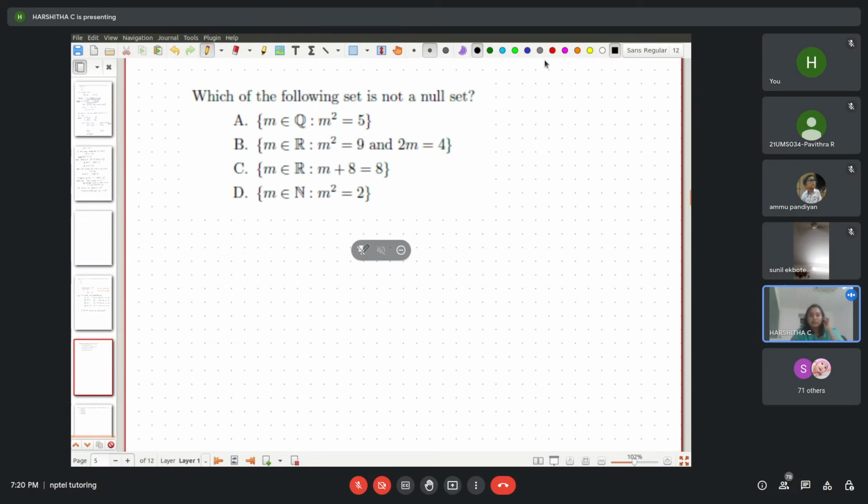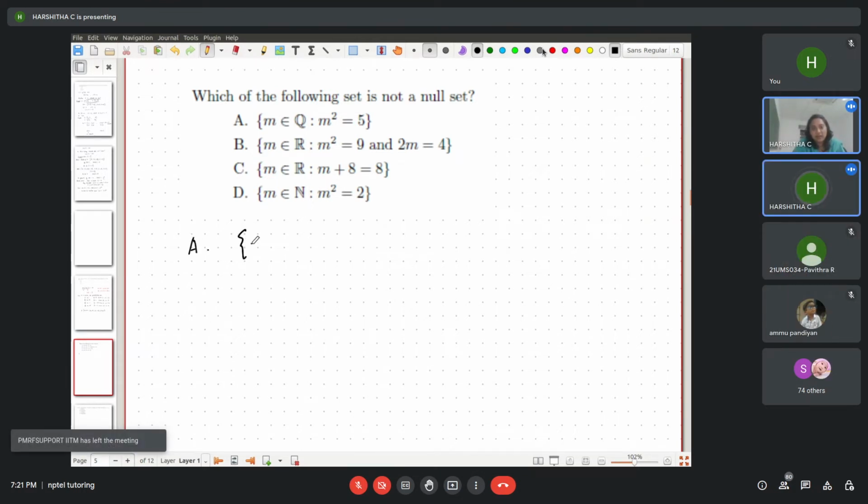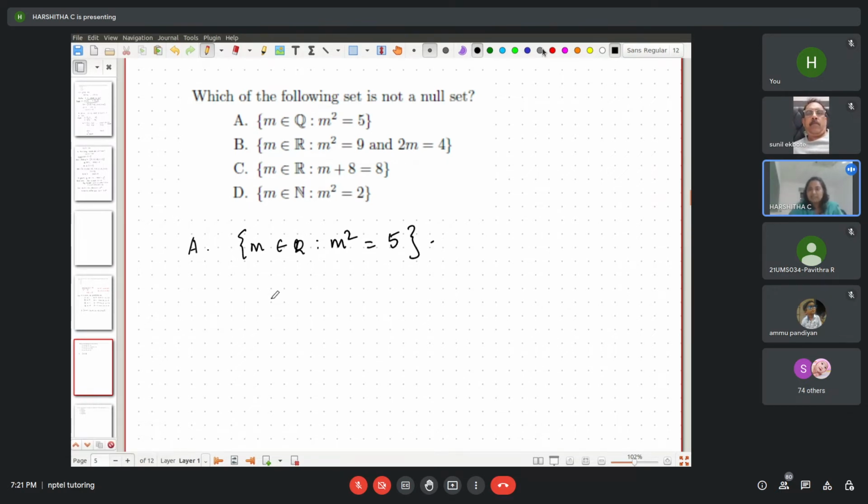Right. So this says which of the following sets is not a null set. Null set just means an empty set. Right? So you're given 4 sets, and let us look at which of them is not empty. Or let's just look at each of these sets separately. So the first set is you're looking at all rational numbers whose square is 5.